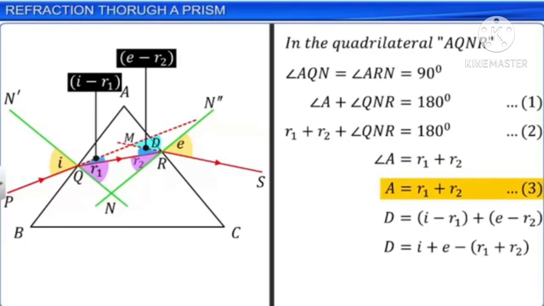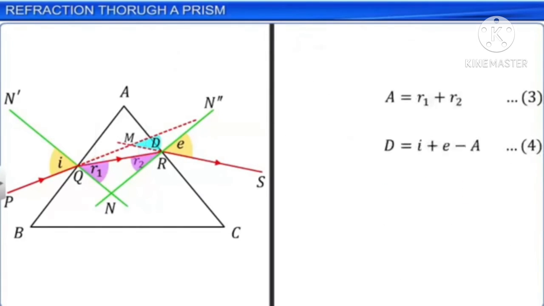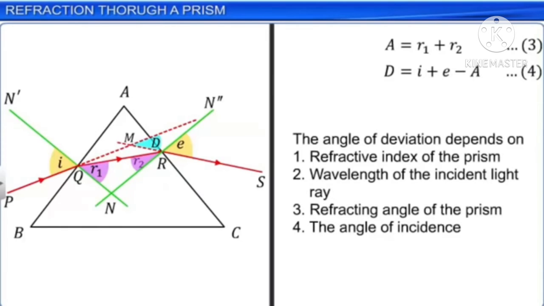The angle of deviation increases with increase in the refractive index of the material of the prism. More the wavelength of the incident light ray, less is its deviation. Experimentally, it has been found that the angle of deviation decreases with increasing refracting angle.